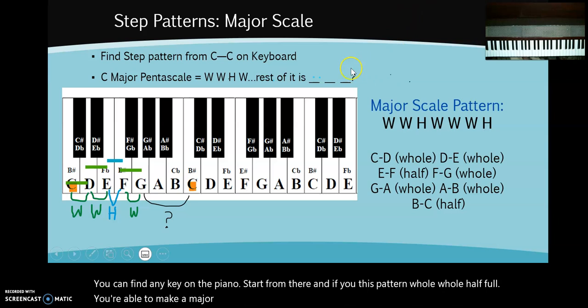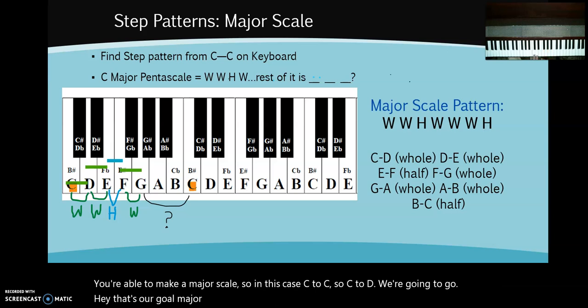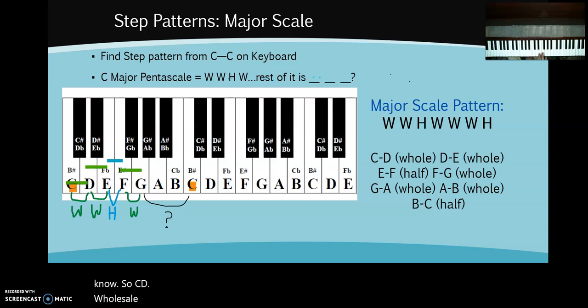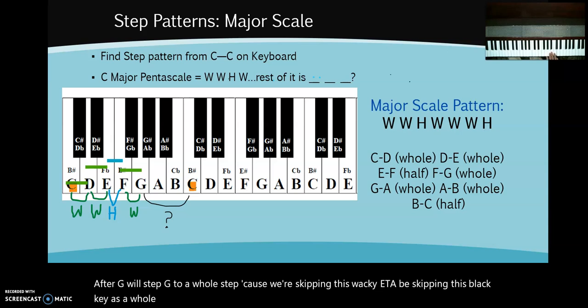So in this case, C to C, that's our goal. Major scale, 8 notes. So C to D, the first 5 notes of our pentascale we already know. So C to D, whole step. D to E, whole step. E to F, half step. F to G, whole step. G to A, whole step, because we're skipping this black key. A to B, skipping this black key, is a whole step. And then B to C is a half step.